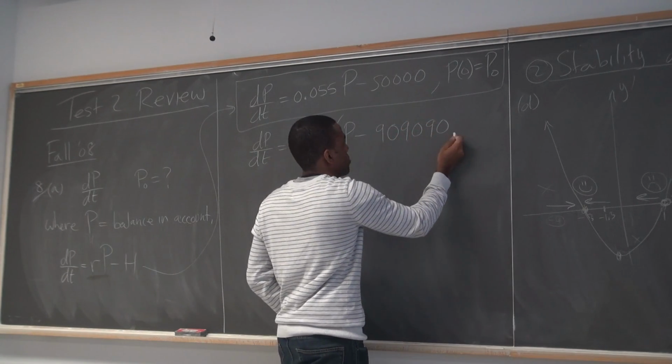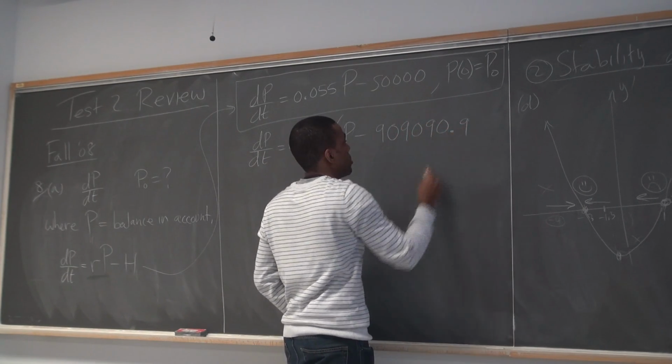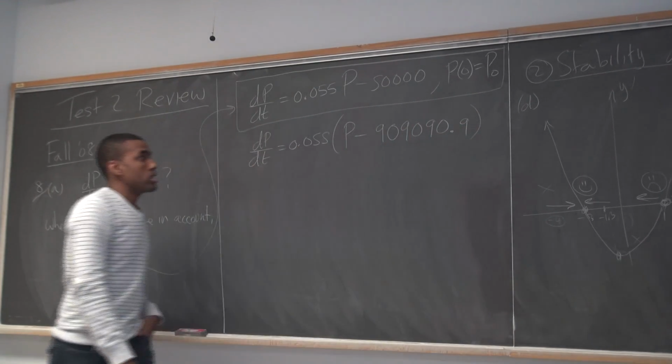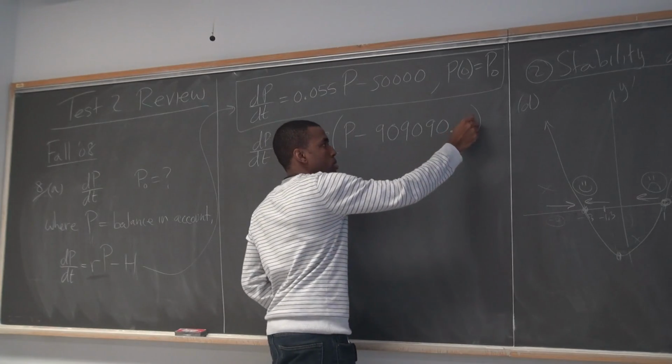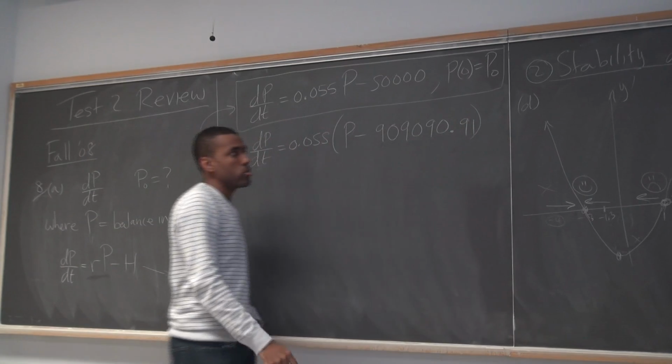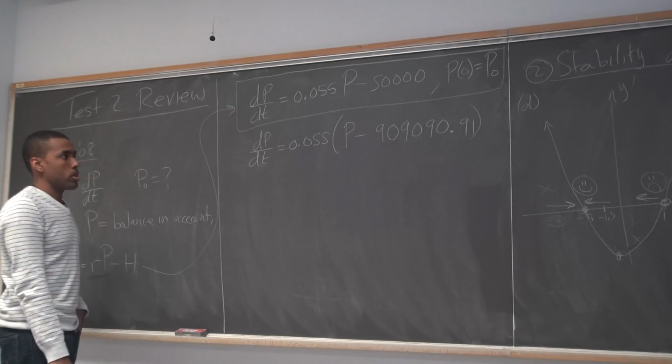909,090.909090. It repeats forever, so this would end up being a 1. We'd round that out. Talk about money.